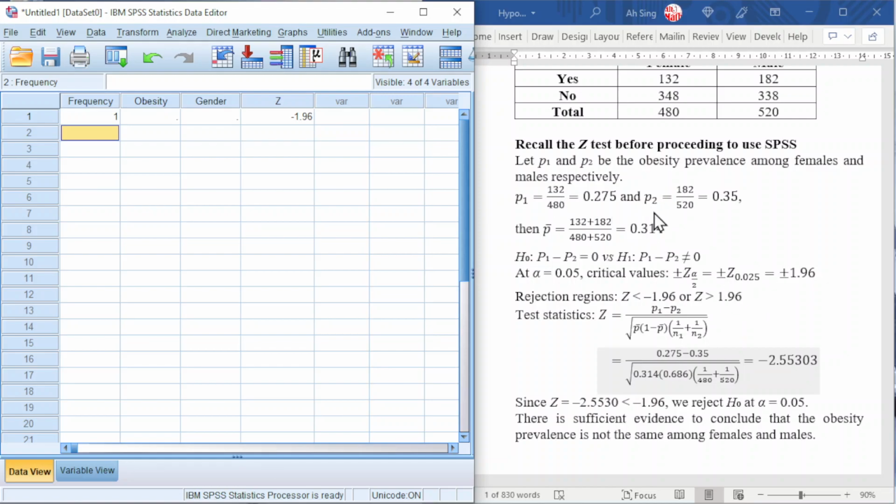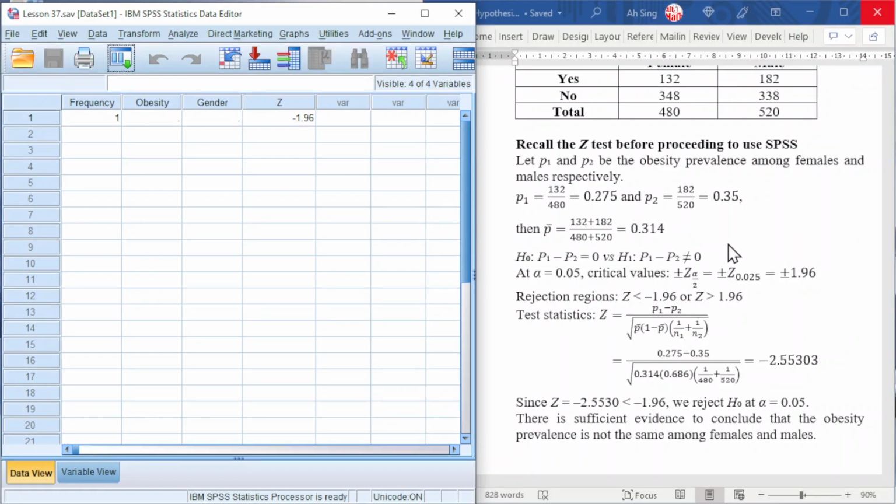Substitute the values that we obtain for each proportion and the pooled proportion, and we should obtain the test statistic, which is negative 2.55303. Since the test statistic is negative, we should compare to the left-hand critical value, which is smaller than. As we can see, this value falls under the rejection region, which means that we should reject H null at the 0.05 significance level. Therefore, there is sufficient evidence to conclude that the obesity prevalence is not the same among the females and males.